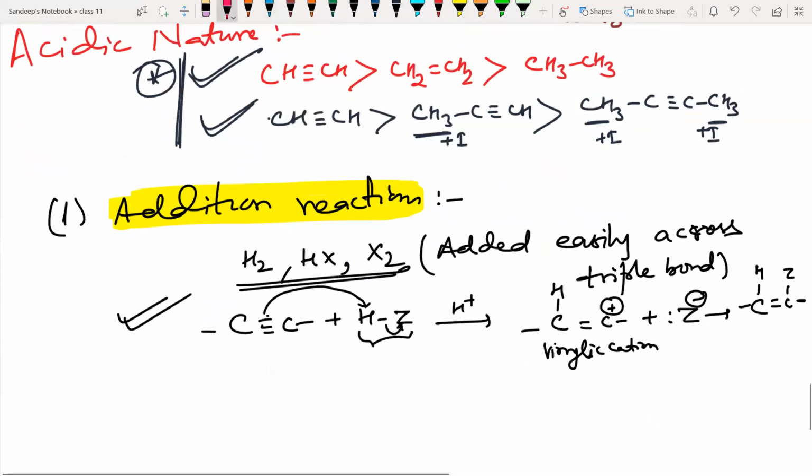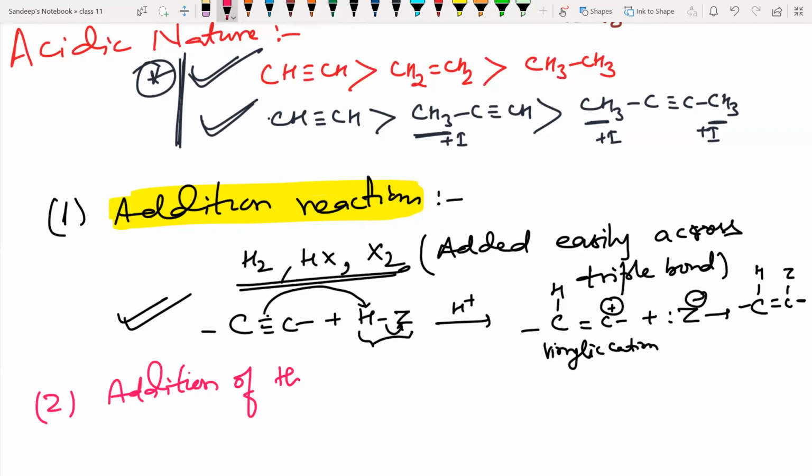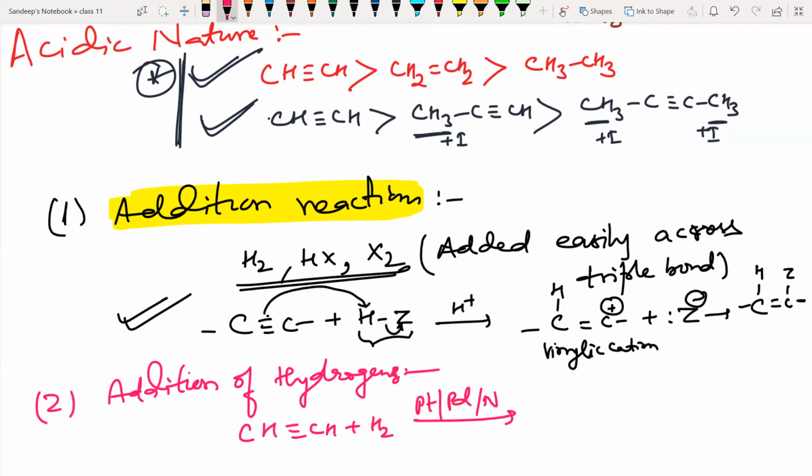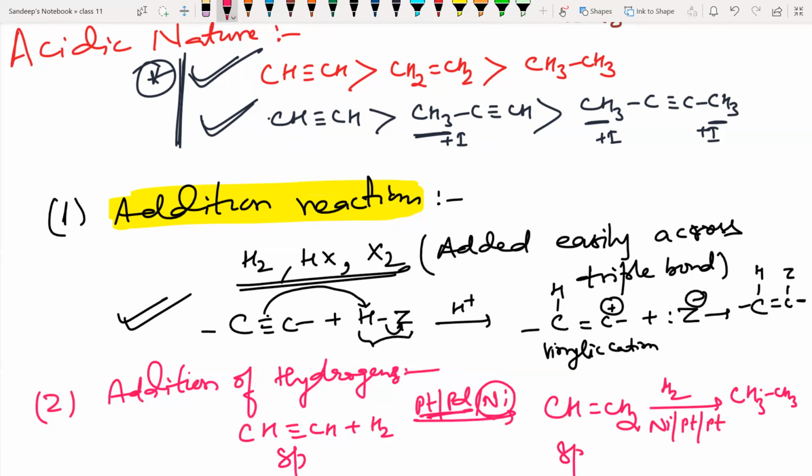Now we will discuss the second reaction, that is addition of hydrogen. Very well you know these reactions. You have read in alkenes also. So when alkyne is added with hydrogen in presence of platinum, palladium, or nickel catalyst, with nickel the reaction is heated, but in the platinum and palladium case the reaction occurs at room temperature, so it forms ethene. Now ethene further reacts in presence of this catalyst, so this will form ethane. You see that from sp it forms sp2, and from sp2 it forms sp3. This is an example of addition reaction.